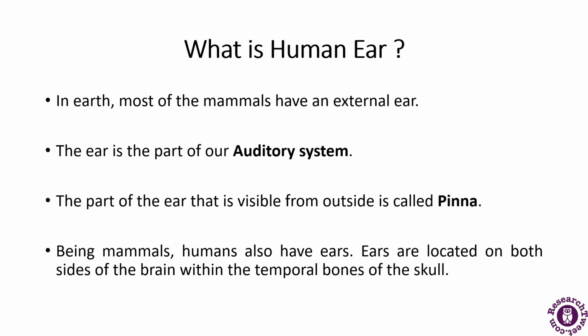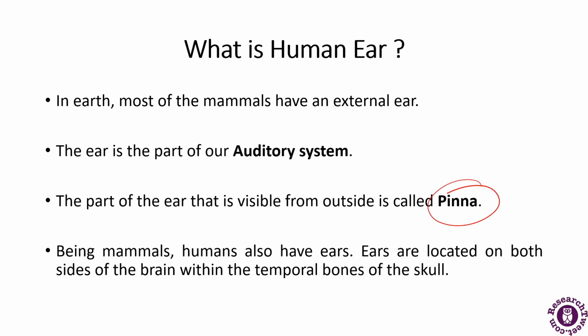So first let's start with the human ear itself. Being mammals, humans also have ears. So mammals will include the humans as well. Humans also have the pinna or ear. Ears are located on both sides of the brain within the temporal bones of the skull.